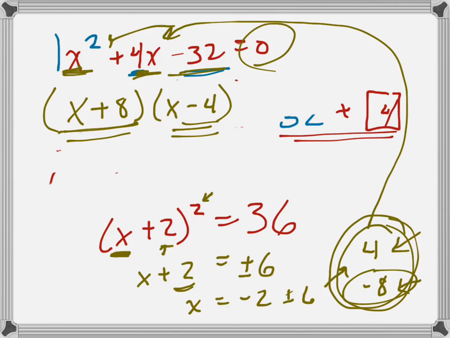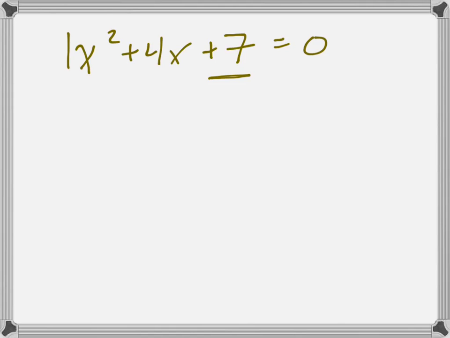It's a very valuable thing to do when, for instance, let's do another one. If I have x squared plus 4x plus 7 equals 0. Now this isn't going to factor, right? But we still have a leading coefficient of 1 and an even b term. So watch how quick and easily I can do this. Once you get good at it, it's very easy.